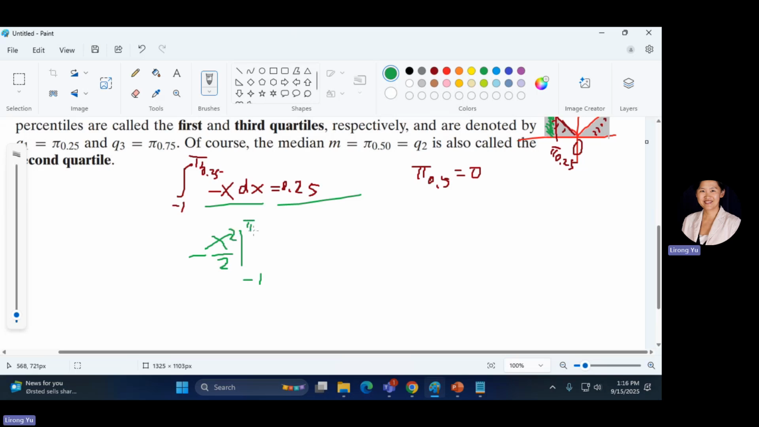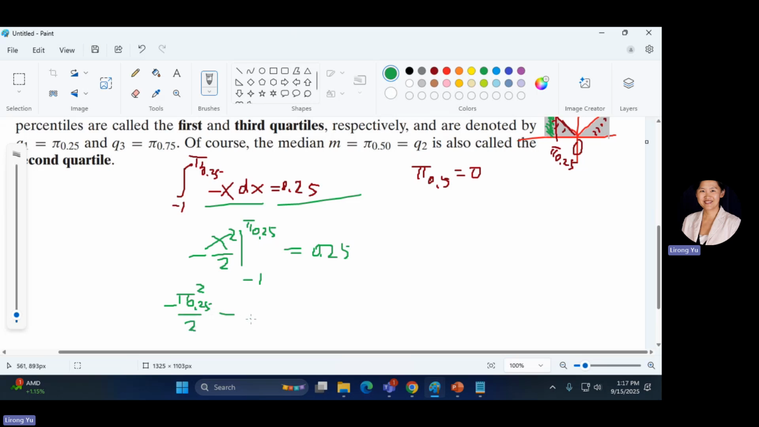This pi 0.25 is the number we're solving, and this will equal 0.25. This will be the equation that will allow us to solve. So the upper limit is negative pi 0.25, I'll just write pi, negative pi squared. Well, that sounds so much like the special number pi. It's negative pi 0.25 squared over 2 for the upper limit value.